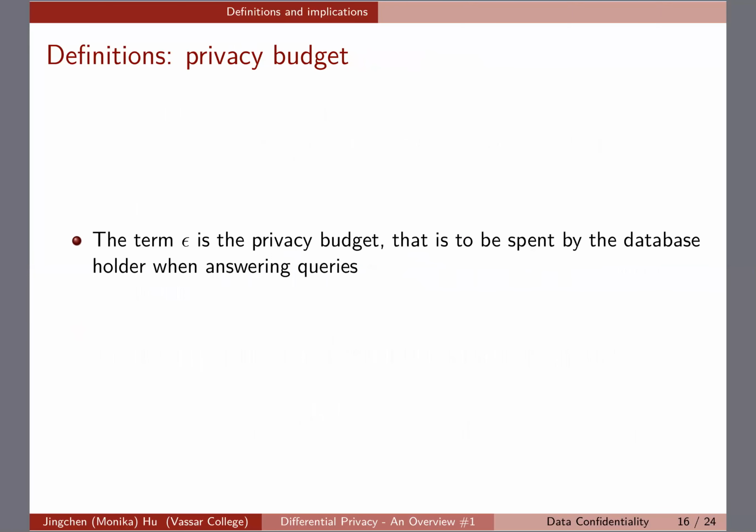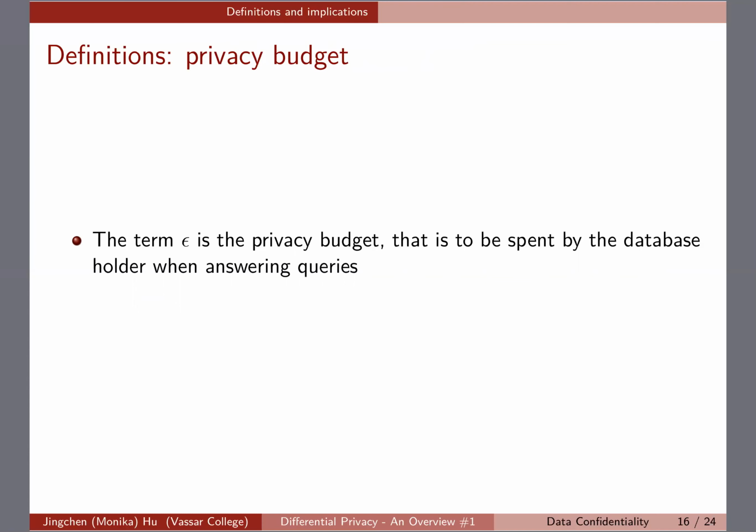All right, the last term, finally: the privacy budget. It's epsilon itself, and it is predetermined. Think about it: before I decide to release the noisy version of the count to the data analyst, I have to select a privacy budget that I'm willing to work with. We call it the privacy budget, and we also say that it is spent by the data holder when answering queries.